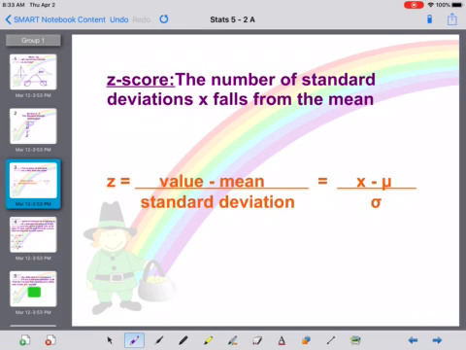So the z-score is the number of standard deviations x falls from the mean. The way you find it is very simple. You take your x minus mu and divide it by baby sigma. So x is your data point, mu is your mean, and baby sigma is your standard deviation. And when you do that, you get your z-score. These numbers shouldn't be that big, because you shouldn't be 5 standard deviations away from your mean. That's very, very far away. So they should really be 4 or less for the most part. These numbers are going to be pretty small.